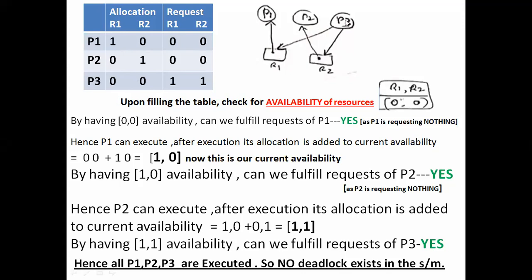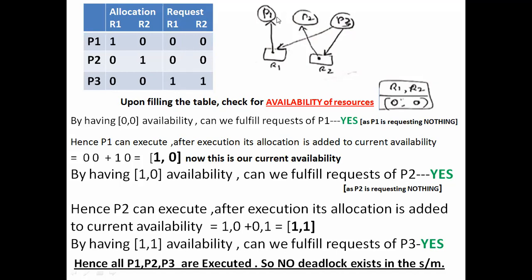Why? Because no arrow mark is pointing from these resources towards the process P3. Hence, these two values become 0 and 0. Now going for the resource request matrix. So how to enter this?